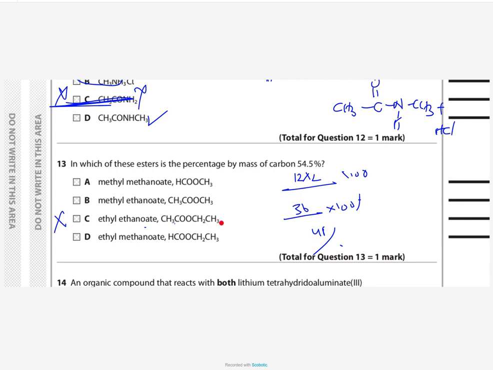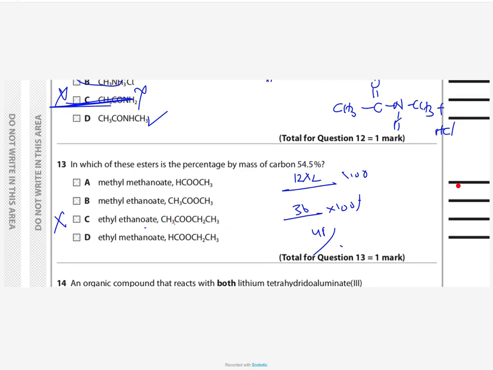The number of carbons are 4, so here 48. What is the molar mass of the whole thing? Yes, Shamal, the molar mass of the whole molecule. Okay, let's see if this is getting the answer. 48. Yes, you get 54.54. That's correct. Answer is C.